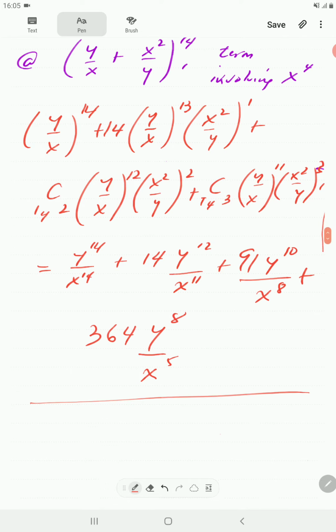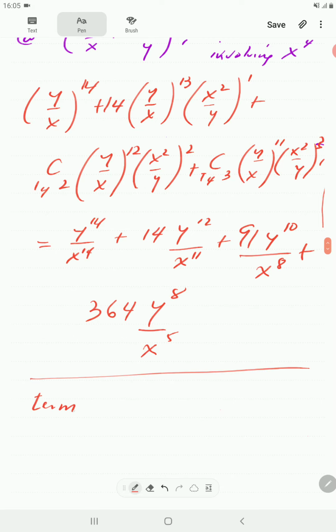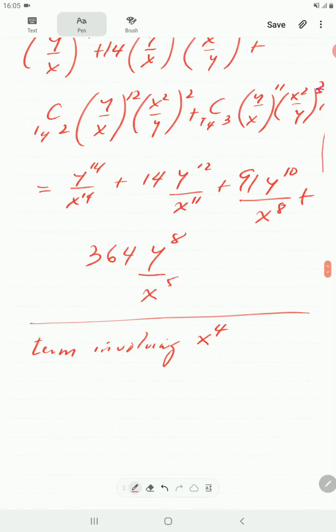And then in the second bit, we want the term involving x to the power 4. So in this part of the question, what they're saying is that the terms of this binomial expansion, when you simplify them, one of the terms is going to have x to the power 4. Just like this one, for instance, has got x to the power negative 8 because it's in the denominator. So we're going to show you two methods to do this.